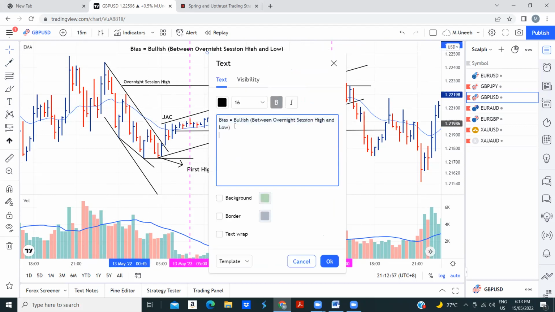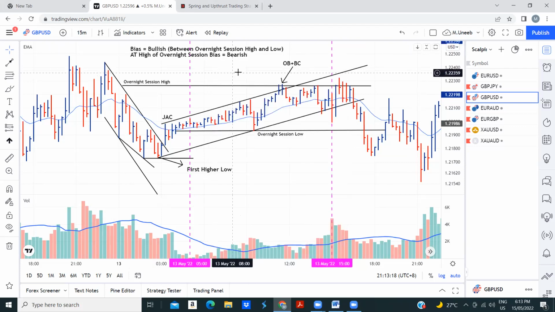And at high of overnight session, bias is equal to bearish. Am I right? At high, because we have OB and BC for this point. Can you see? So if we are trading between this range, we will go for long. But if we go and breach this top, we will go for short. Simple.